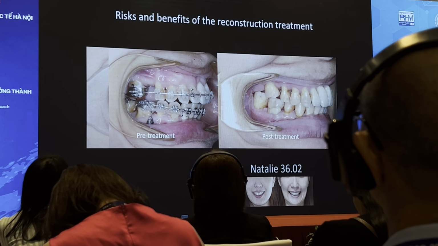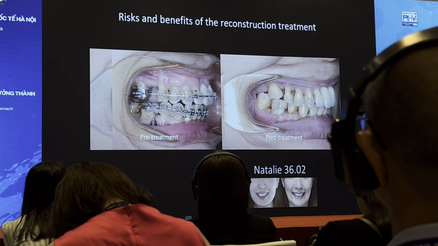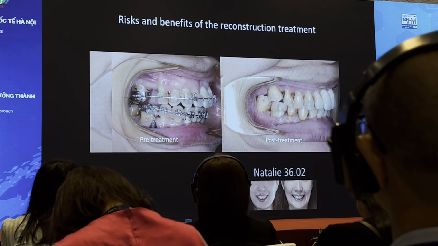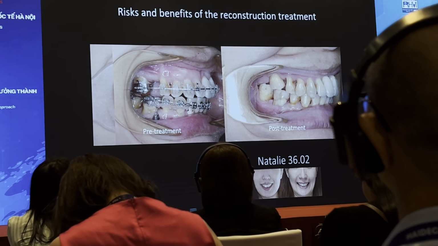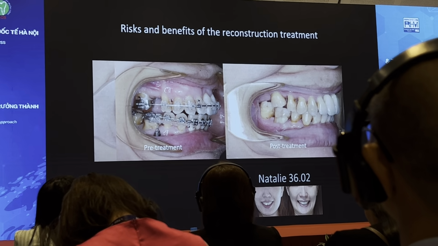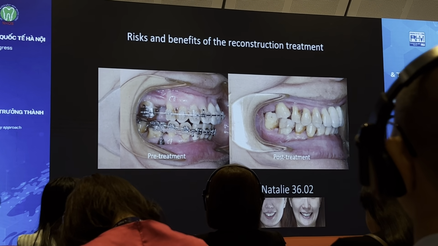With all the possible complications which could happen despite careful planning, does it mean that we should refrain from providing reconstruction treatment to adults with compromised dentition? Do the benefits of the treatment outweigh the risk?